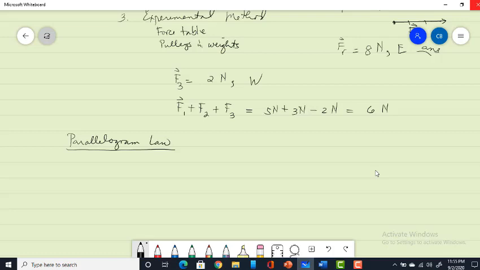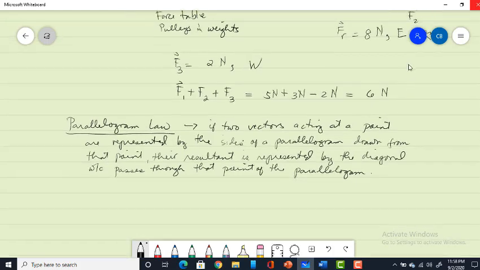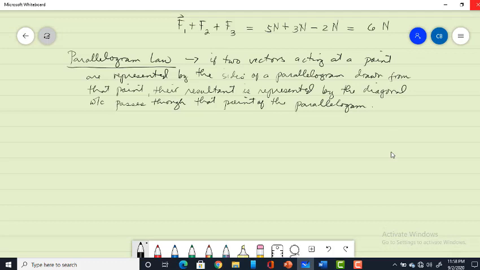So the parallelogram law states that if two vectors acting at a point are represented by the sides of a parallelogram drawn from that point, the resultant is represented by the diagonal of the parallelogram which passes through that point. Example, if you are given this vector A and you have a given vector B, then what's the resultant?